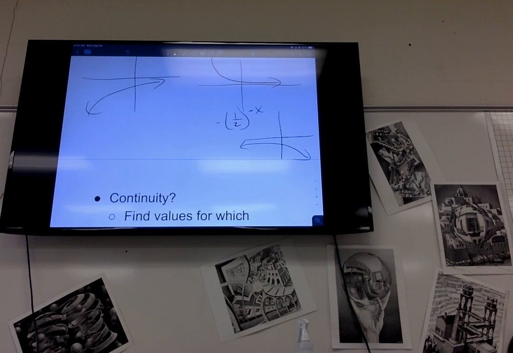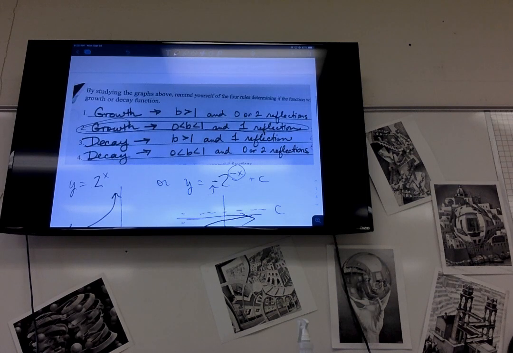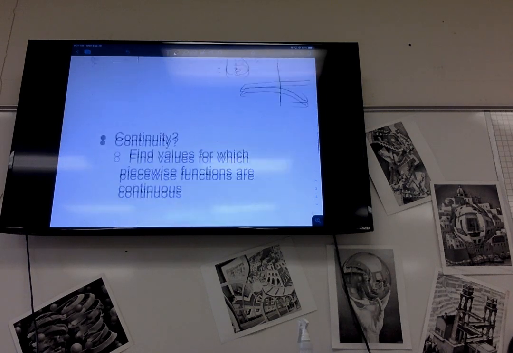Will decay only have one rule? No, there's 2. It's just the opposite. Yeah, just one reflection if b is bigger than 1. Okay, that was that in a nutshell.